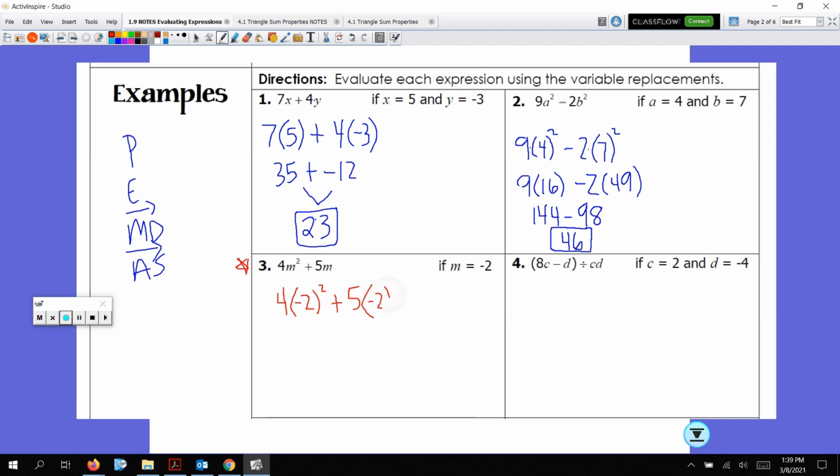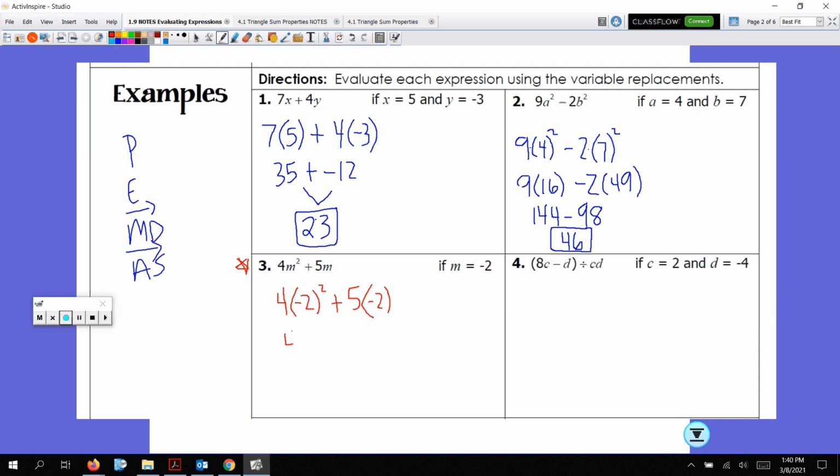All right, exponents come first here. -2, you are squaring the whole negative. So if you do not use parentheses, your calculator doesn't know that you're squaring that negative. Because a negative times a negative should give you a positive. So make sure you're using parentheses, okay?